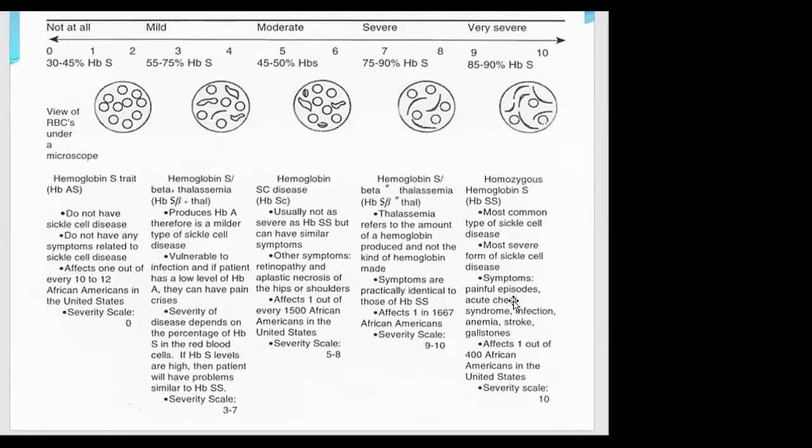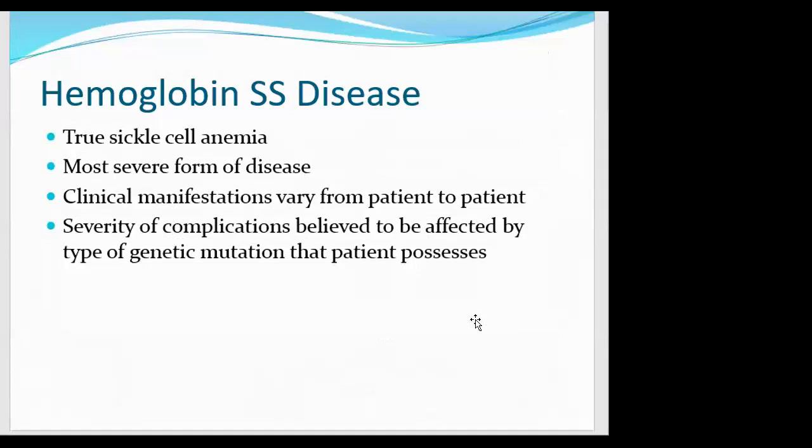So it's true sickle cell disease, homozygous SS, hemoglobin SS. Hemoglobin SS disease is true sickle cell anemia, the most severe form of disease. Like I said, they have more sickle hemoglobin. They have more S hemoglobin in their bodies. So clinical manifestations vary from patient to patient. Now, this is the more severe form of sickle cell disease, but it doesn't mean that the patient is just sick all the time and always in the hospital.